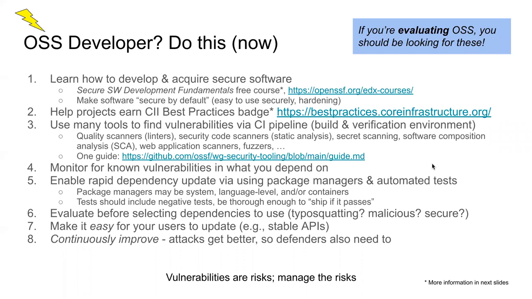Number six, evaluate before selecting dependencies. I guess in some sense that's out of order, but before you bring in a dependency, evaluate it, make sure you're bringing in the one you think you're bringing in. Number seven, make it easy for your users to update. Things like providing stable APIs so that they can quickly update when there's a problem. And finally, number eight, continuously update. Attacks get better, so defenders also need to get better.